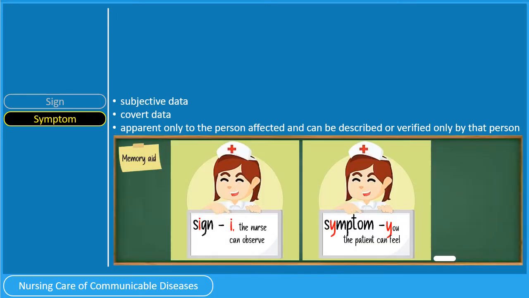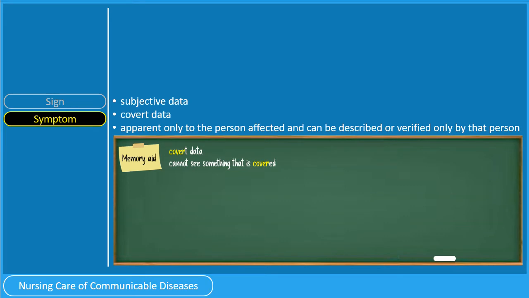To remember this clearly, just imagine being asked by the patient, what is the difference between a sign and a symptom? And remember saying this, for sign, I, the nurse, can observe. For symptom, you, the patient, can feel. For us Filipinos, since English is not our primary language, we could have sometimes difficulty recalling which one is overt or covert. In this instance, you may just use this mnemonic. Covert data, you cannot see something that is covert.